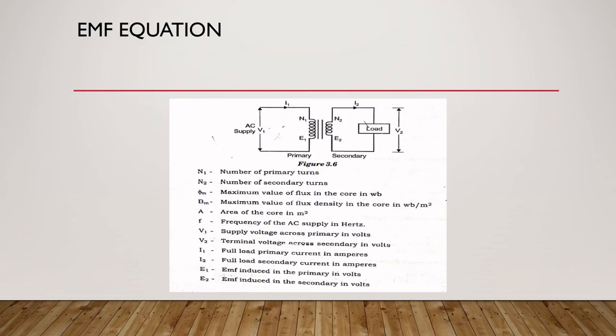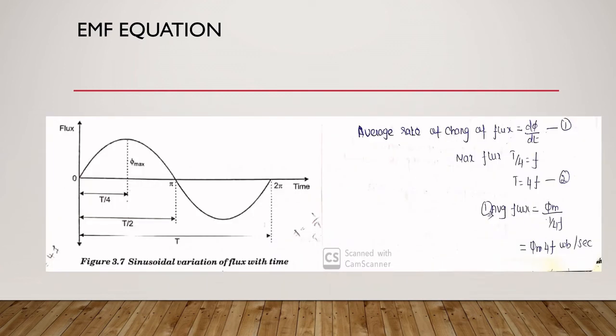EMF equation of the transformer. Here all the terms represent the expansions, so kindly look at the equation. We know that the average rate of change of flux is dφ/dt, where φ represents the maximum flux with respect to time. In this sinusoidal waveform, we get the maximum flux at T/4 of the cycle, so the maximum flux we get in T/4 time period.